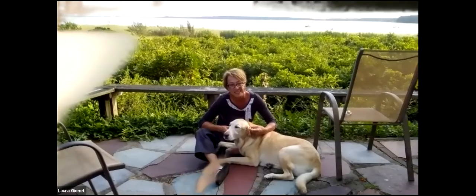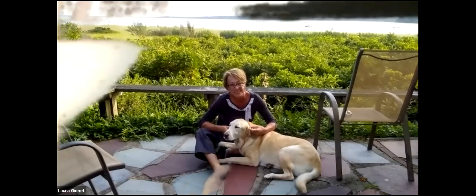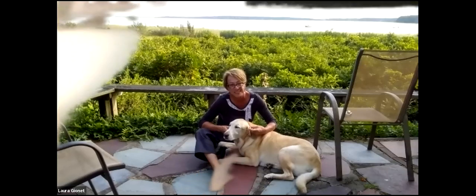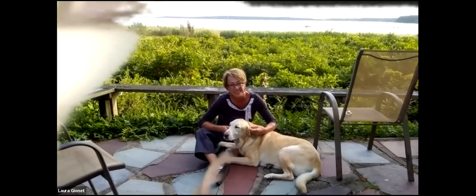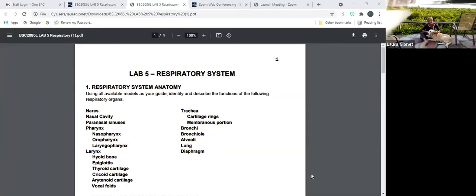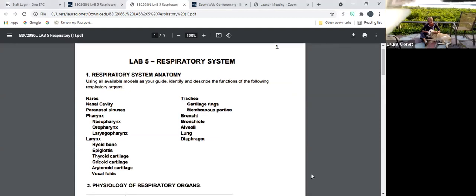Okay, so today's lab is going to be the respiratory lab. So let me get into my share. Okay, so this has a lot of structure functions, just like the heart did. And same with identifying different layers of tissue and what tissue would be found in those layers and their functions, and then some physiology toward the end.